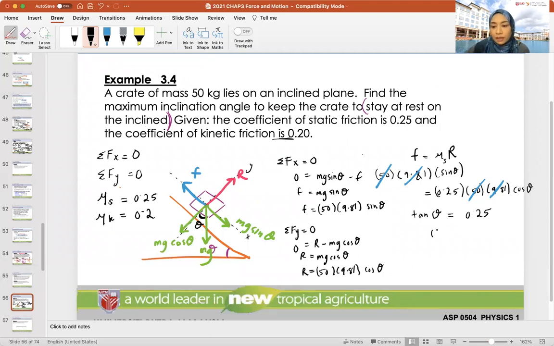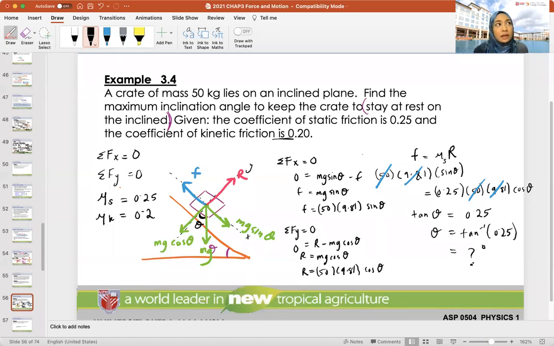I solve for theta. This is easy. Inverse tangent of 0.25, and you would get something with degrees. Okay, it's a mystery. I don't have my calculator. So that is how you solve it. Okay, any questions about this one?